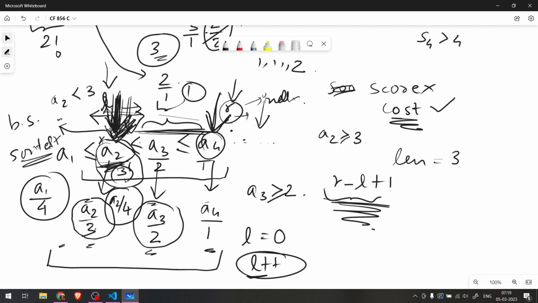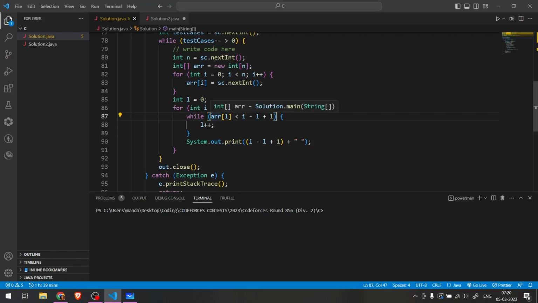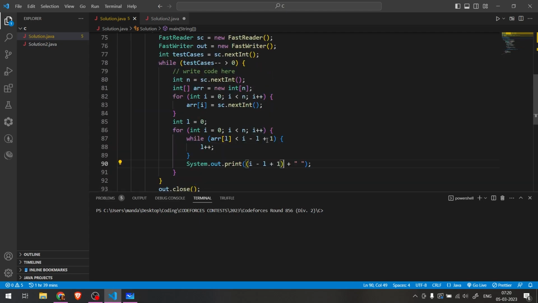This, we want to find this index. That's why we are checking while A2 here is basically ARR of I. If ARR of I is less than length, then we don't want it. We will do L plus plus and go rightwards until we find such a case. So that's what I've done here. ARR of L less than the length. Length is I minus L plus 1, L plus plus. And once we have found an L pointer which actually fits, what we'll do is print the length of that subsegment, which is the cost.